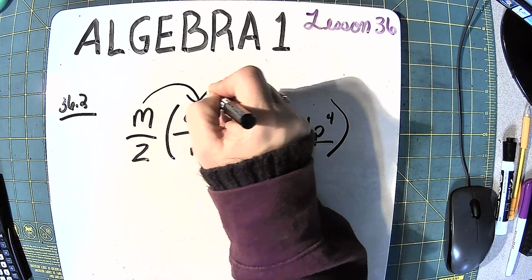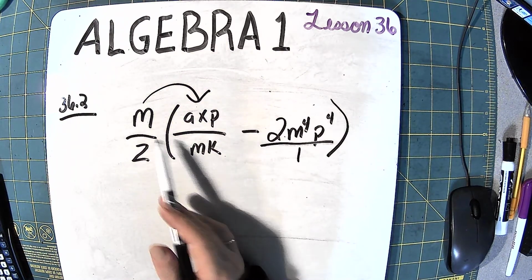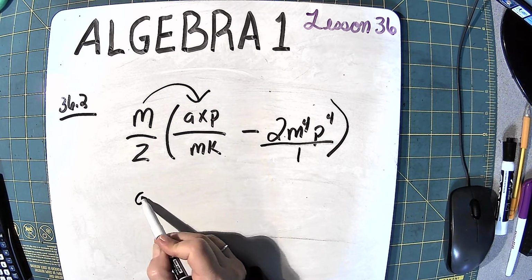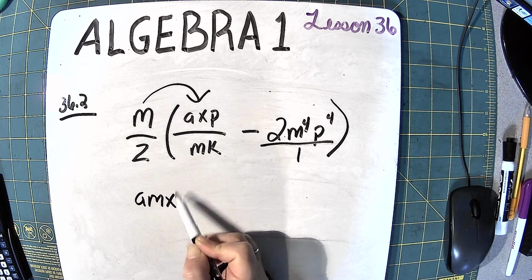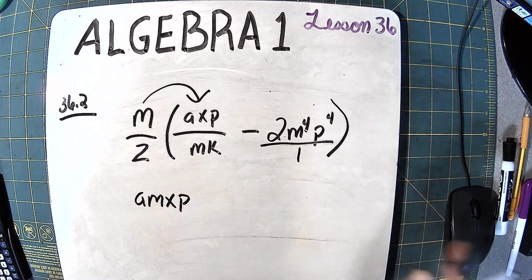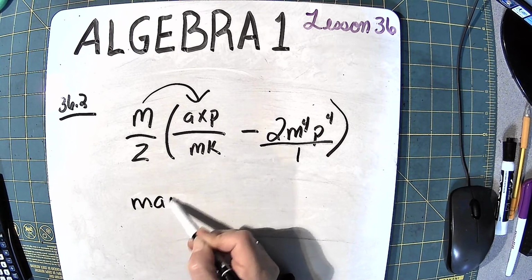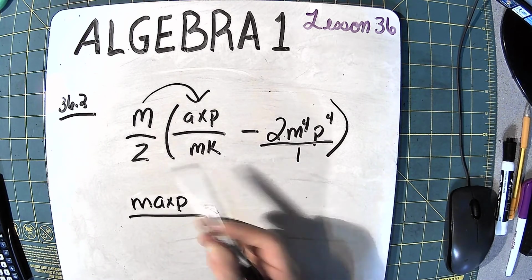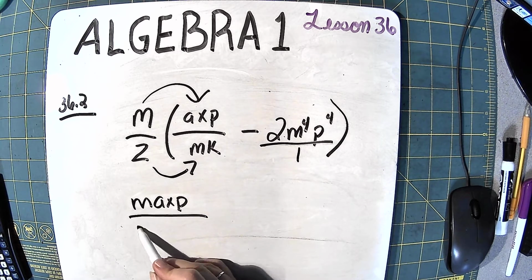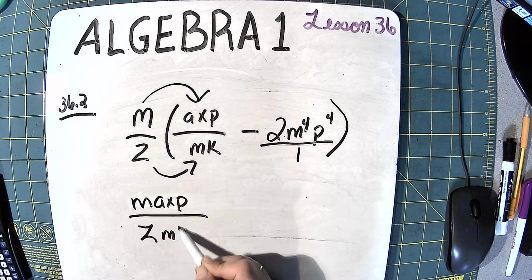Alright, first we're going to multiply here, and we're just going to write each of these variables down. None of them can be put together. So A, M, X, P. Or we could have done it in any order we want. So we could say M, A, X, P. Okay? This one we're going to put together. We have Z, M, K.